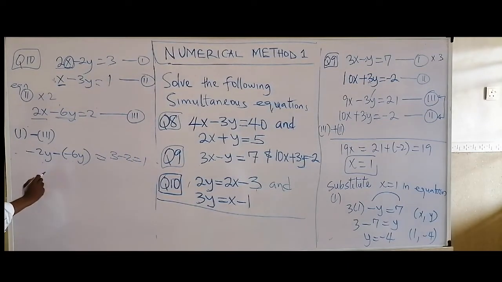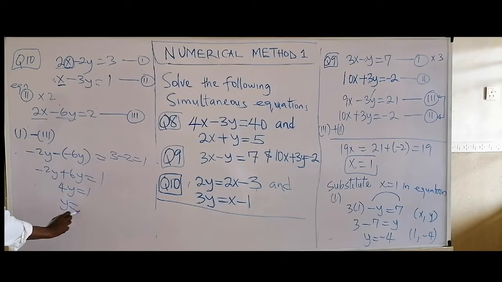So this will give me minus 2y. Minus times minus, that's plus 6y. Equal to what? 1. Okay? So this will be 4y equal to 1. So y is equal to what? 1 over 4. y is equal to 1 over 4. So with that now, I can substitute into any of the equations and get the x value.